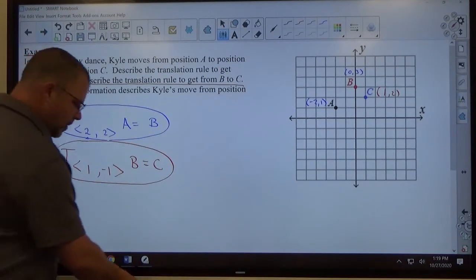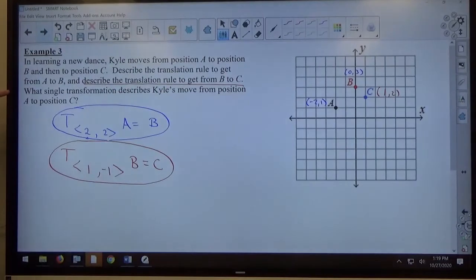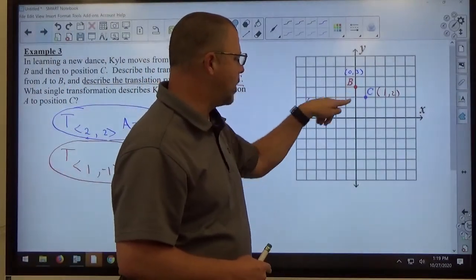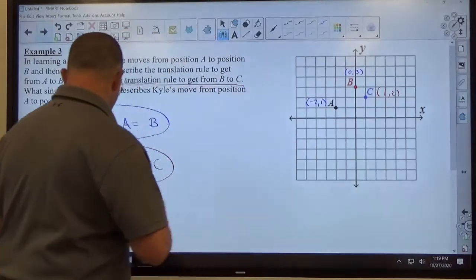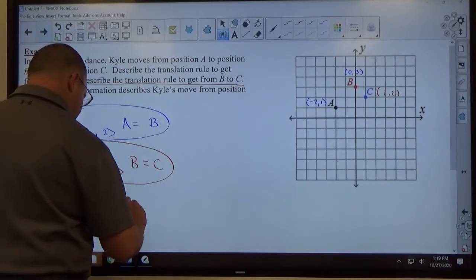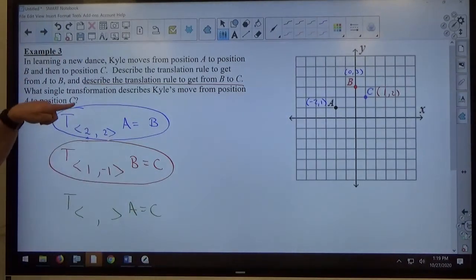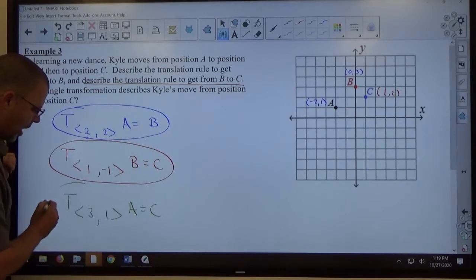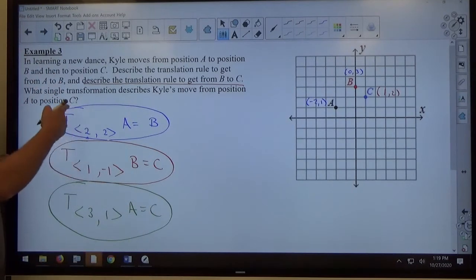Now, it asks for what single transformation describes Kyle's move from position A to position C. So, in other words, if he's not going through the whole dance steps, he doesn't go from here to here, he just goes direct from there to there. We want to get from A to C. The translation for that, if I'm starting at A and getting to C, how far do I move horizontally from A to C? 3. Which direction? Right, so positive 3. And then which direction, up or down? Up. How much? 1, so plus 1. That one translation rule is equivalent to these two together.